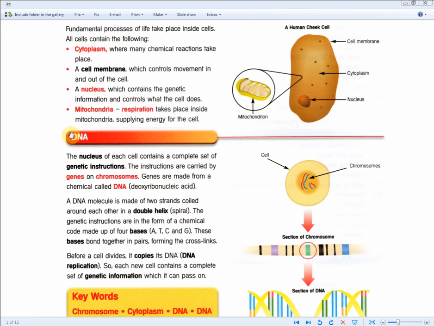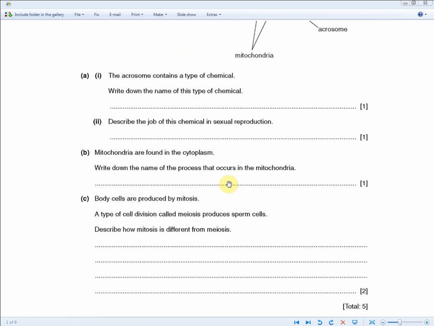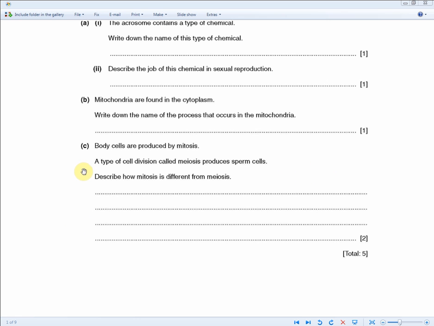supplying energy for the cell. As I mentioned last time, whenever they're talking about a process that occurs in the mitochondria, you should always think about respiration, and anything about respiration, you should think about mitochondria. Those two go hand in hand. And finally, body cells are produced by mitosis.